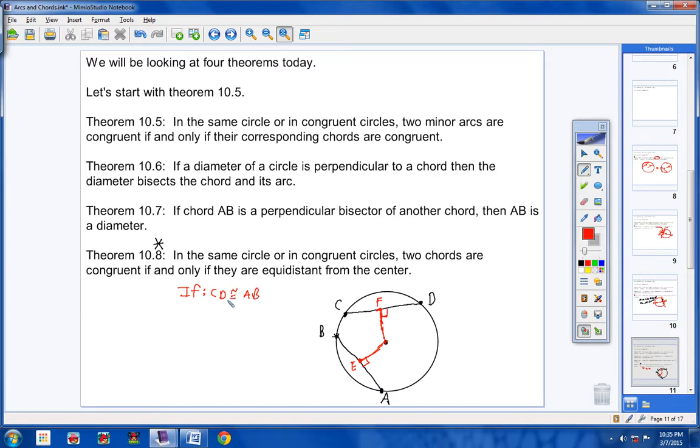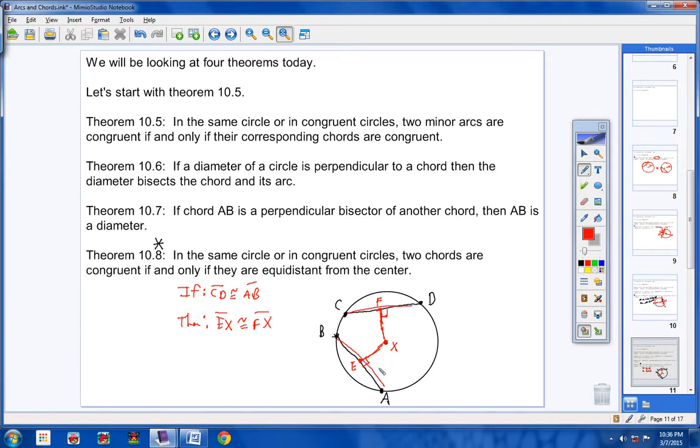Then EX is congruent to FX. Do you see it, students? If the chords are congruent, then they're equidistant from the center. So we can say those lines going from the chord to the center are congruent. Okay? Now we can also turn that around.